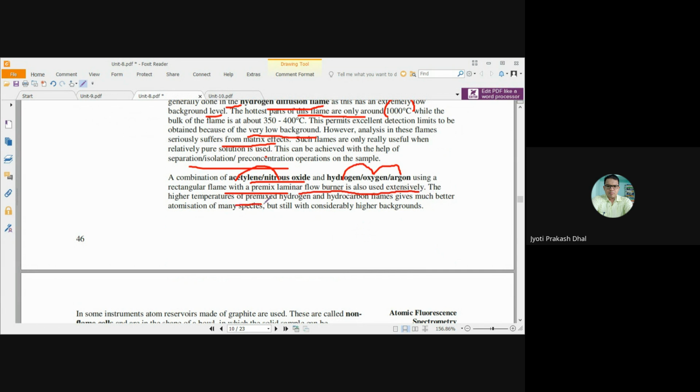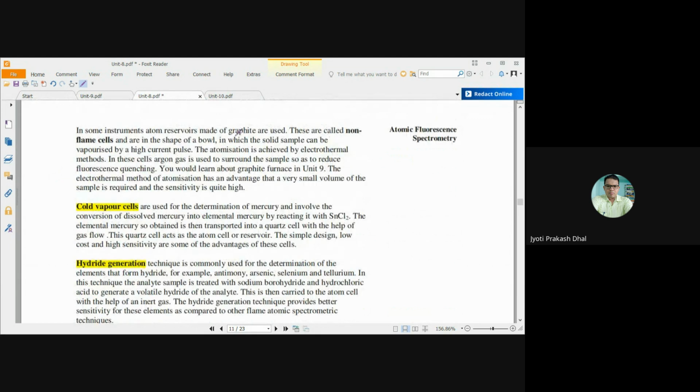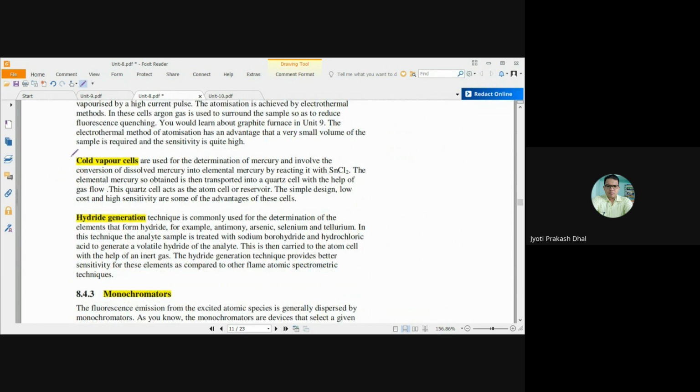The high temperature of the premix hydrogen and hydrocarbon flames gives much better atomization of many samples, but with considerably higher background. In some instruments, atom reservoirs made of graphite are used. These are called non-flame cells. Another type of cell is called the cold vapor cell. These are used for the determination of mercury and involve the conversion of dissolved mercury into elemental mercury by reacting with tin chloride, stannous chloride.